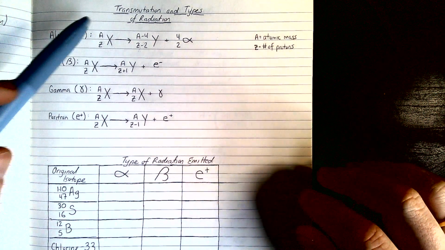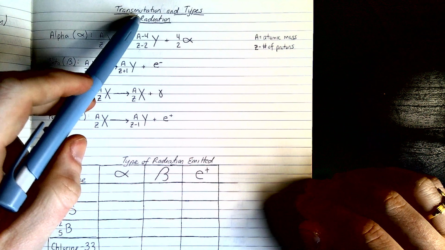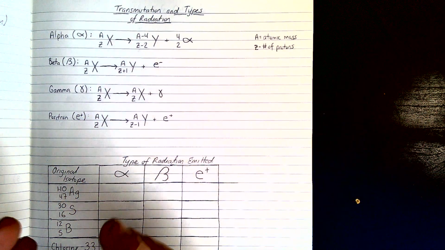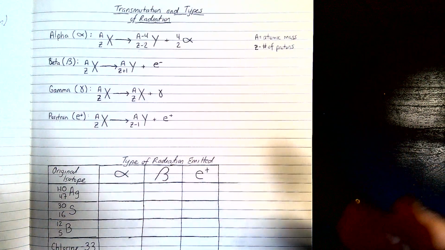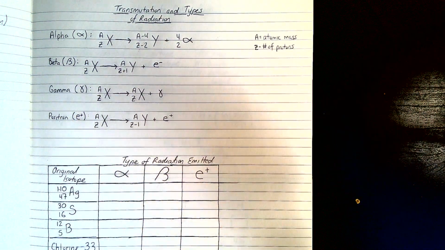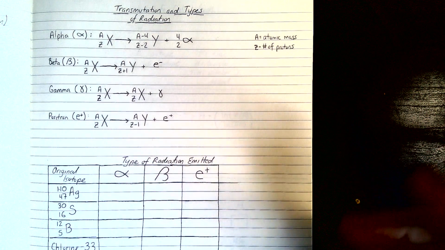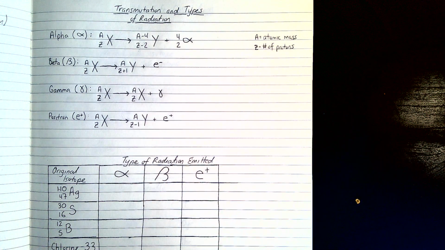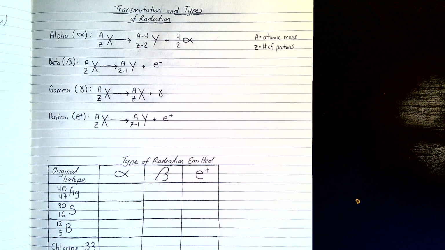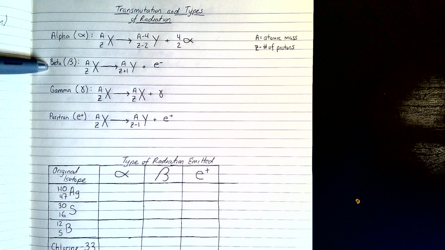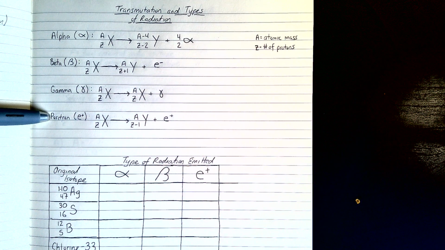First thing, transmutation refers to an element of one type transmuting into an element of a different type. Oxygen to nitrogen, gold to silver, different things. Now this cannot be done by chemical reactions as the alchemists tried to do, but it can be done with radiation. And we're going to talk about 4 different types of radiation today.